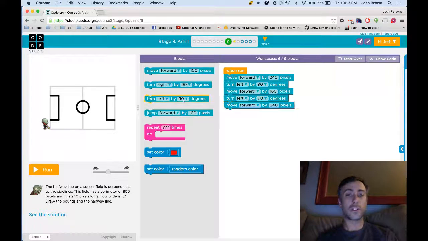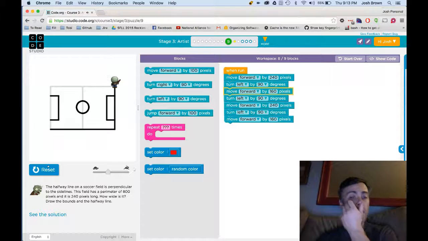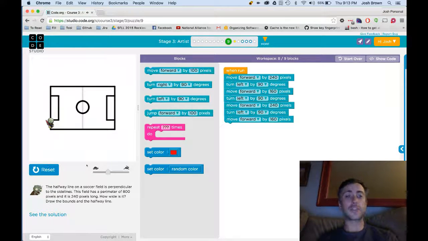Then we're going to turn left again. We're making a big, giant, closed square. So we have 4 left turns. Then we're going to move forward by the length of this short side, which is 160. When we press run, it steps through all of them. And we've drawn the outside perimeter of the soccer field, but we have not drawn the halfway line.